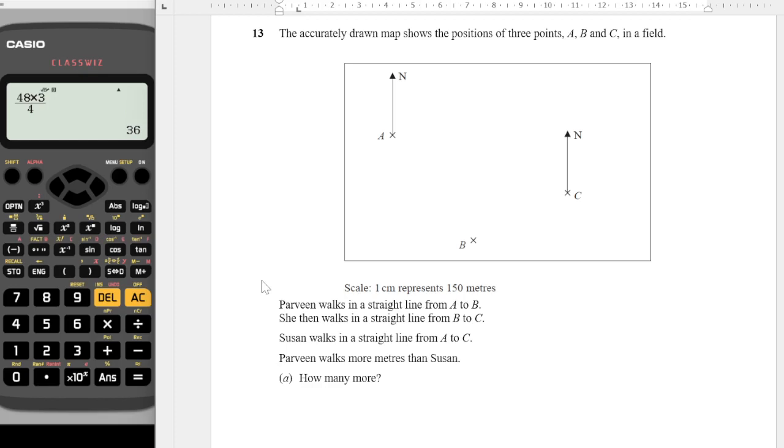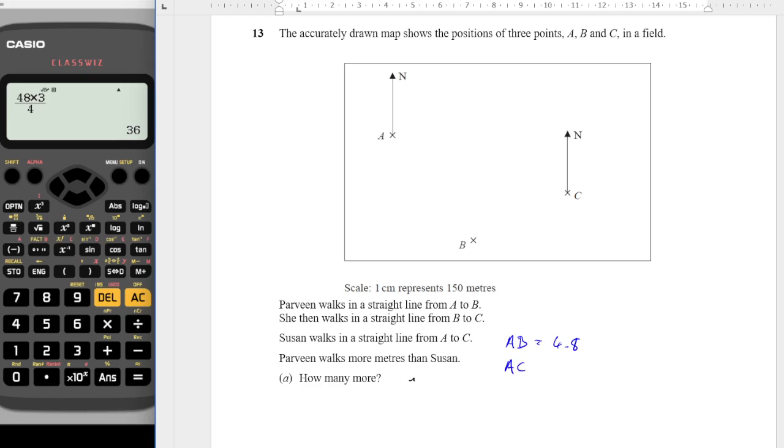So A to B, I'm just measuring it on my copy here. I make the distance from A to B 4.8. So I'm going to say A to B is equal to 4.8 centimeters, and then B to C, I make 3.8.